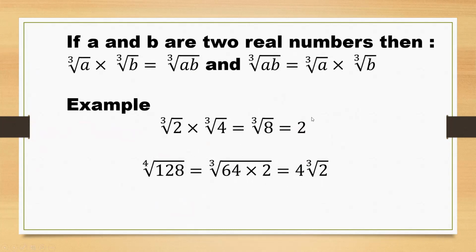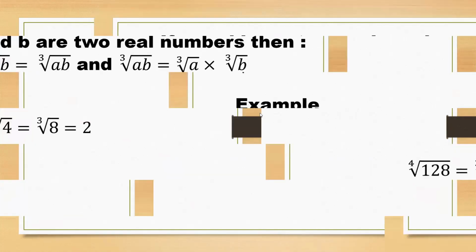If I have the cube root of A times the cube root of B, it will be the cube root of A multiplied by B in the same cube root. So the cube root of AB is the same as the cube root of A times the cube root of B. I distribute the cube root to the two numbers.